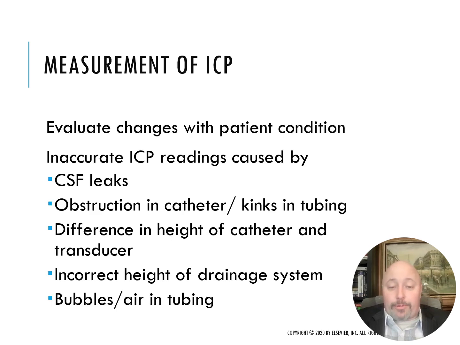Inaccurate intracranial pressure readings can be caused by cerebrospinal fluid leaks, obstruction in the catheter or kinks in the tubing, differences in height of the catheter and transducer, an incorrect height of the drainage system, and bubbles or air in the tubing.